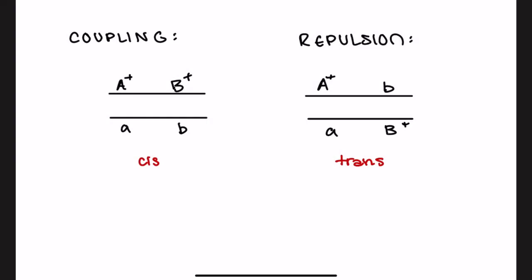Today we will present the coupling and repulsion configurations of the dominant or wild-type alleles in a particular species of butterflies. In the coupling configuration, the wild-type or dominant alleles are found on one chromosome and the recessive or mutant alleles on the other. This is also referred to as the cis orientation. On the other hand, in the repulsion configuration, the wild-type alleles and the mutant alleles are found on the same chromosome. This is also known as a trans orientation.